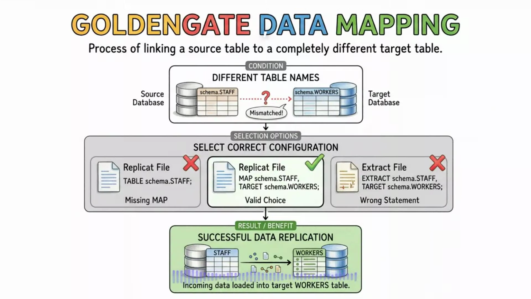The REPERROR parameter tells GoldenGate exactly what to do when it encounters an error, such as ignoring the specific bad record and continuing to process the rest of the healthy data. Mastering the REPERROR parameter ensures your replication pipeline remains highly available even when bad data slips through.